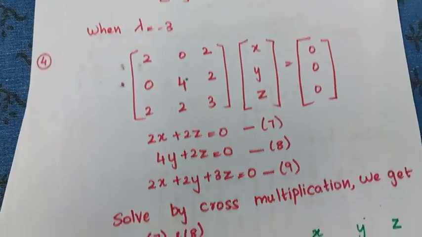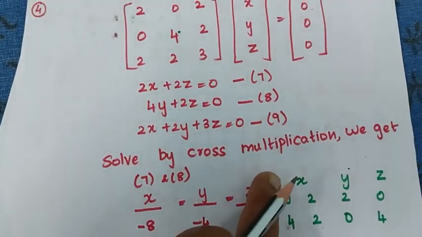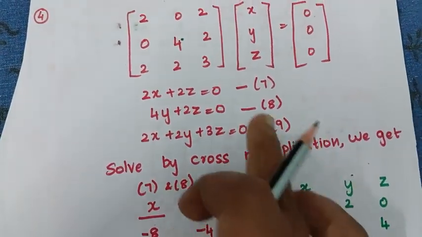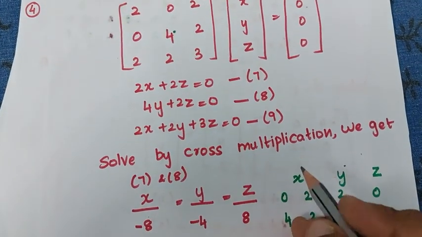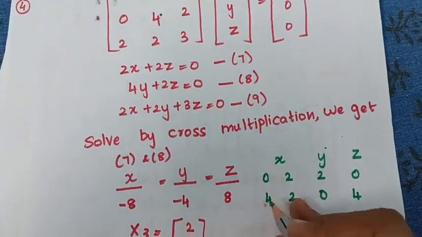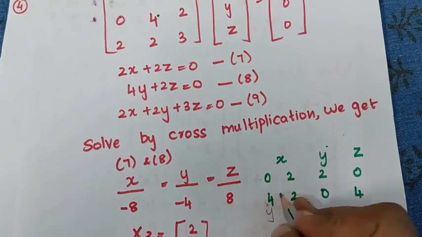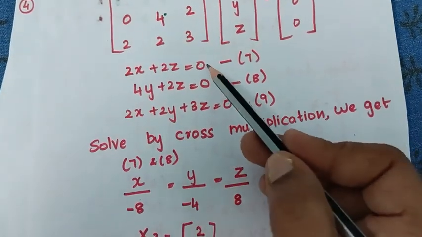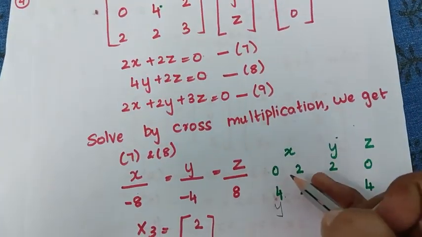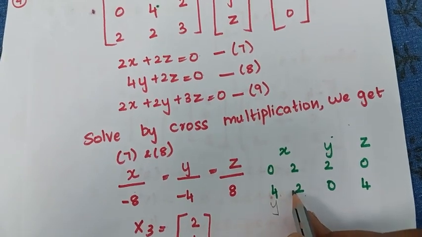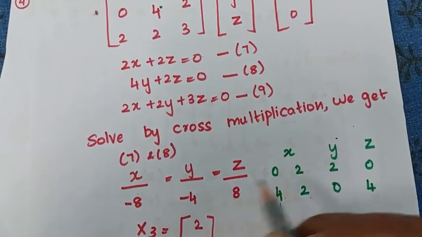Here also, the same method: solve by cross multiplication. We are taking equations 7 and 8. First, we want to write only the y and z. For the first, y is 0 and the second is 4. Here in this equation z is 2, 2. So I have written here, multiplying 0 by 2 is 0, and 8, so minus 8.